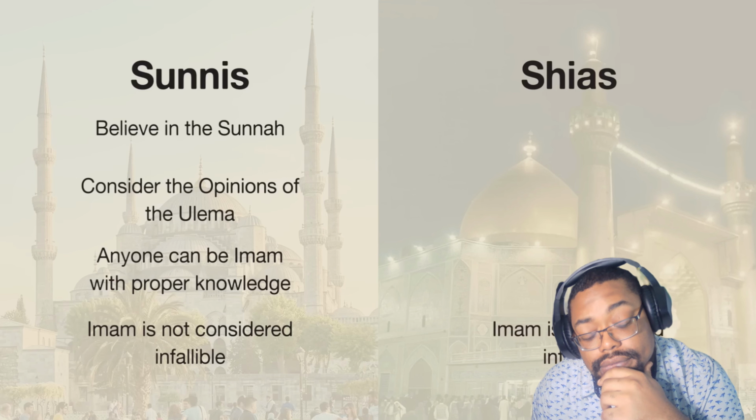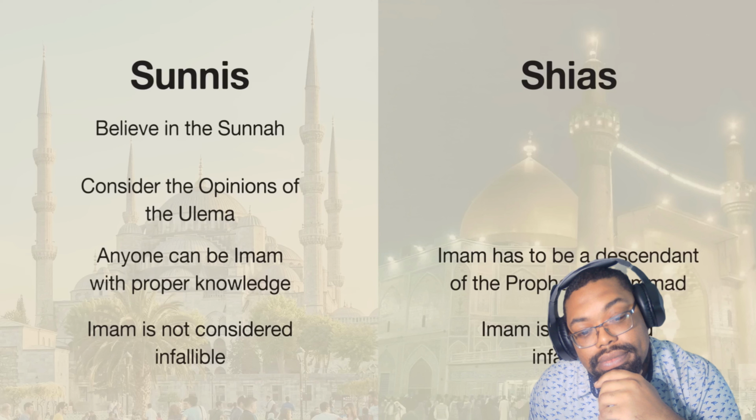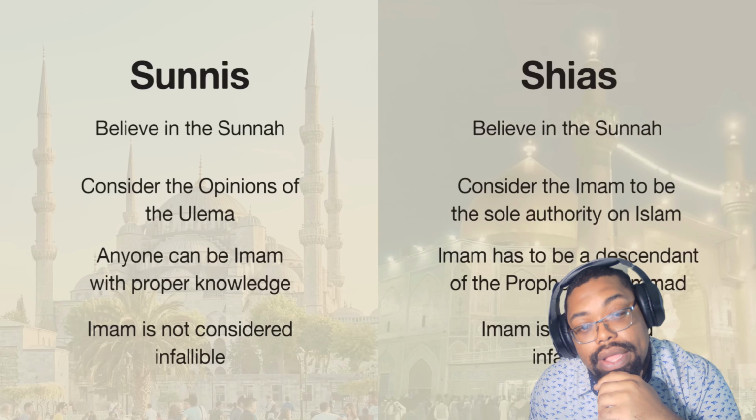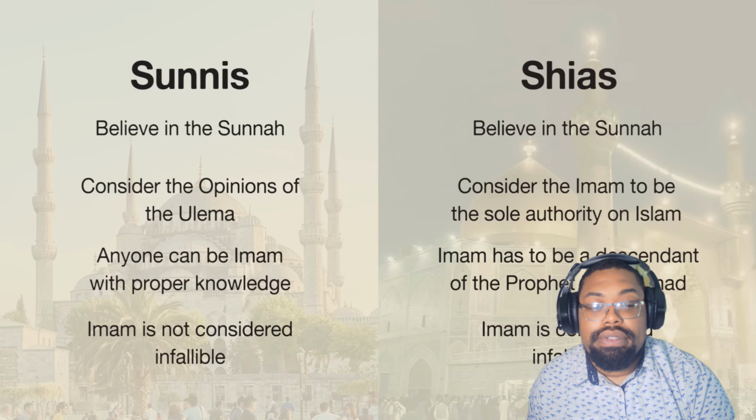They believed that the imam has to be a descendant of the Prophet through his daughter Fatima and her husband Ali ibn Abu Talib. The Proto-Shias believed that the imam had divine guidance and was the sole authority on how to interpret the Quran and the traditions of the Prophet. Ali ibn Abi Talib is considered the first imam, and then his two sons, Al-Hassan and Al-Hussein, are considered the second and third, respectively.